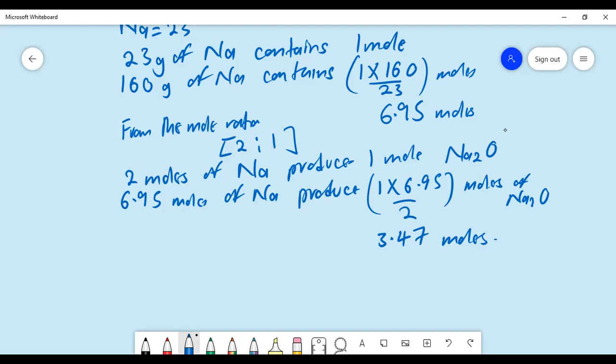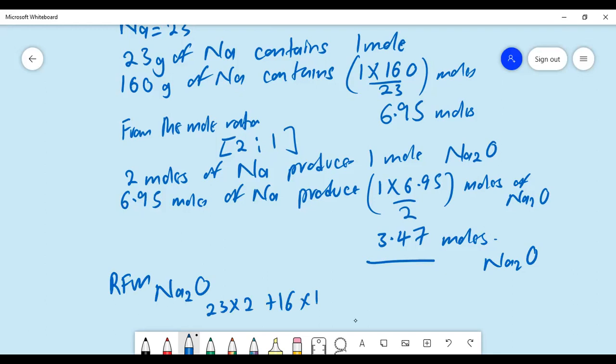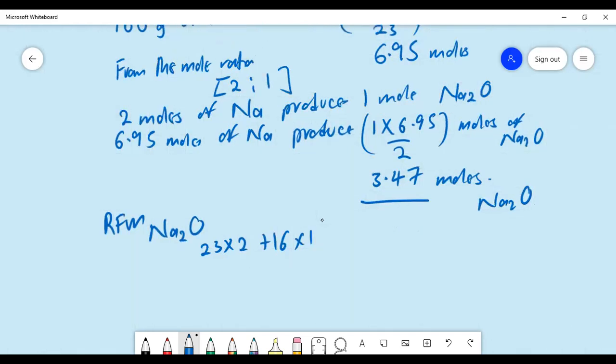Yes. Now we have got moles of sodium oxide. But for the mass, we look for the RFM first of sodium oxide. So this one is 23 times 2 plus 16 times 1. That is 46 plus 16, what do we get? Are you getting 62?